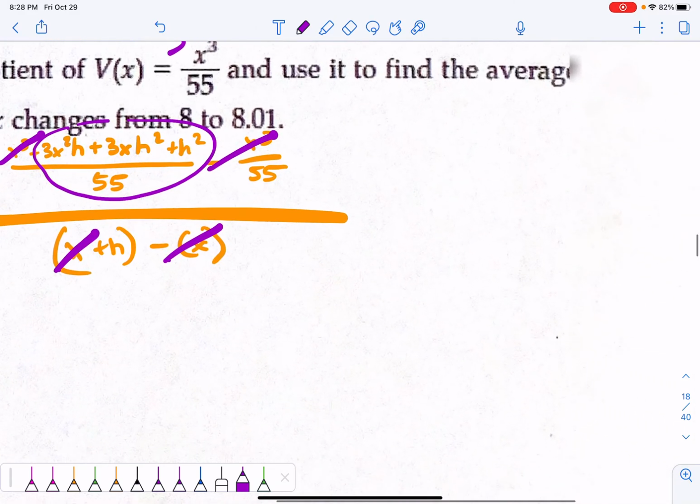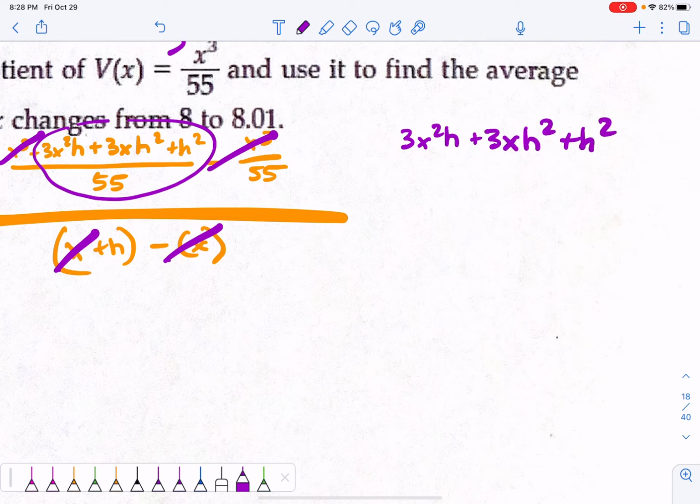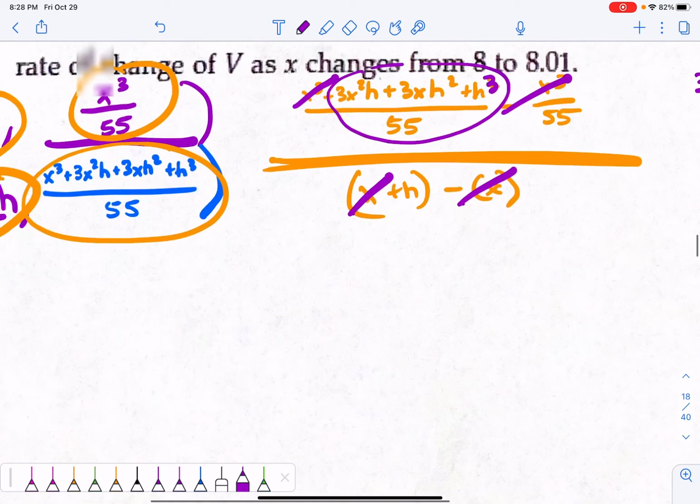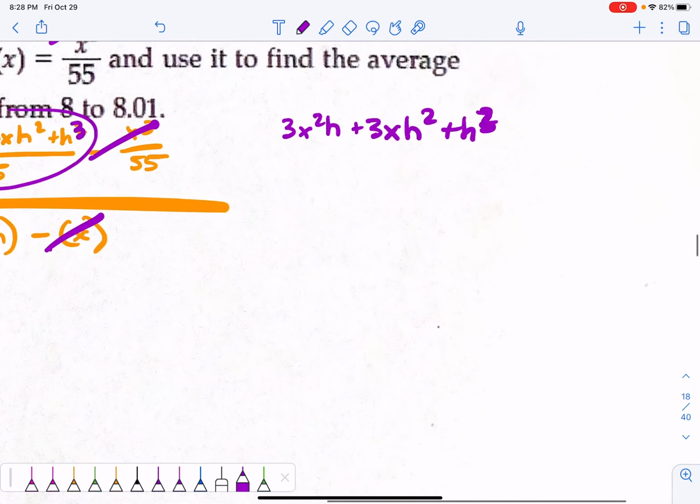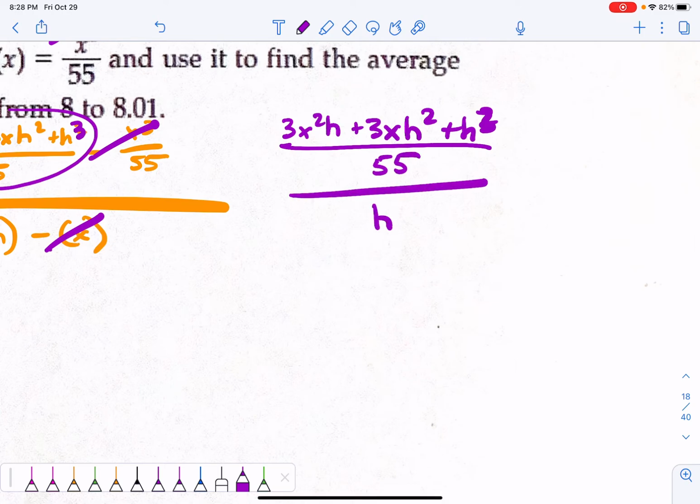Okay, so I've got 3x squared h plus 3xh squared plus h cubed, all over 55. But then I have that over h on the bottom. Okay. All right, this is like super lots of information. So if you need to back up, go for it. It's kind of confusing, okay?